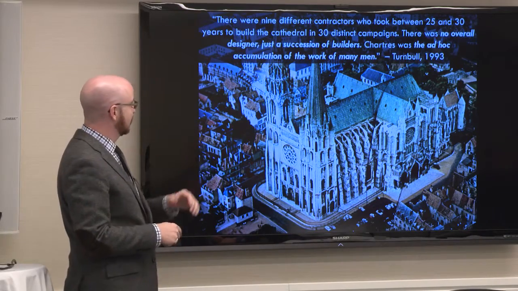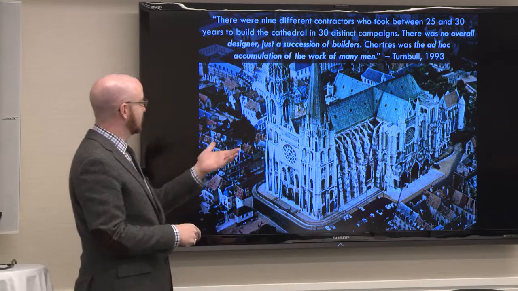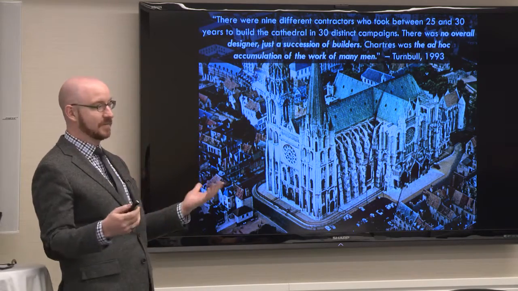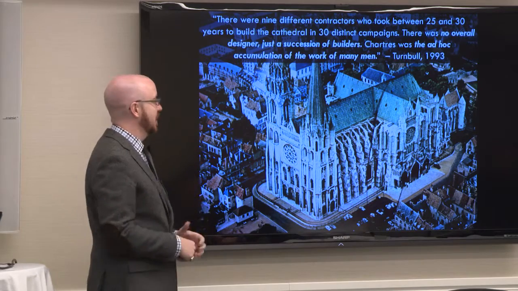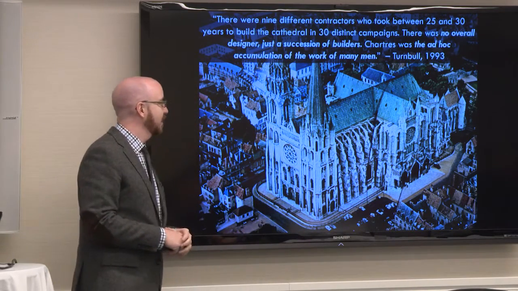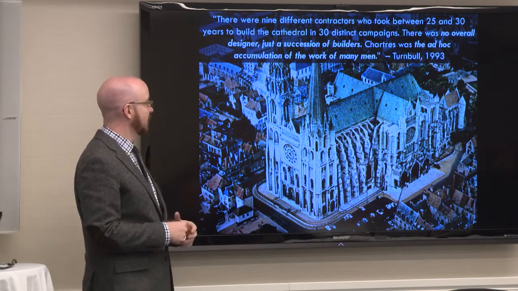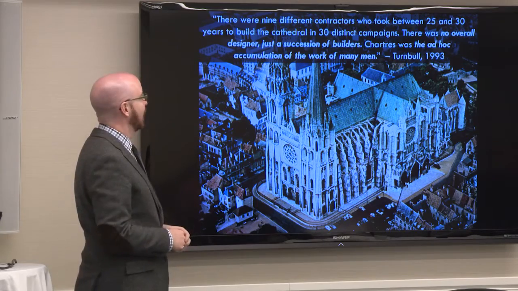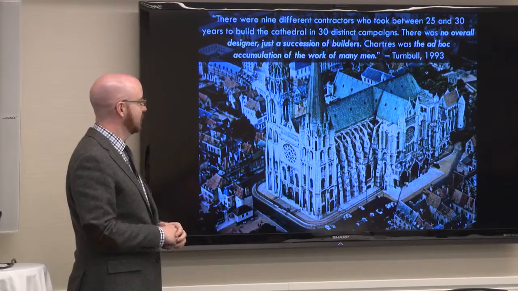this cathedral in France was actually built over the period of several decades, in 30 distinct campaigns. There was no centralized designer coordinating everything. There's no centralized plan. You have this succession of builders. So the work of creating this very complex, large-scale artifact was, in fact, the cathedral itself was also an accumulation of the work of many men working in this very distributed fashion. So even the cathedral model is actually very distributed.